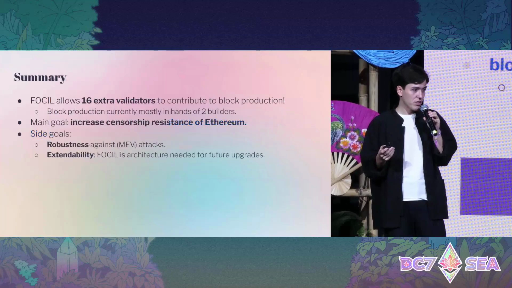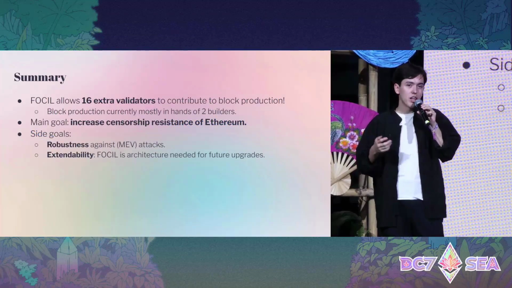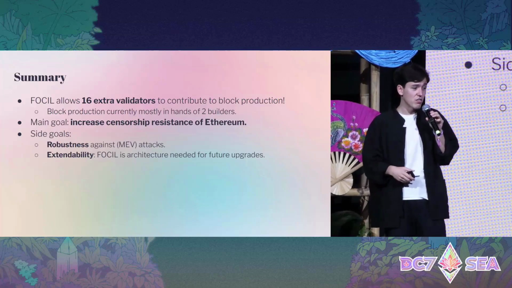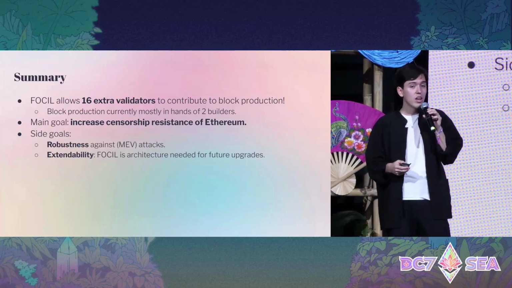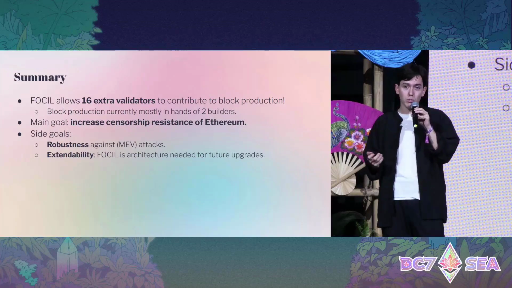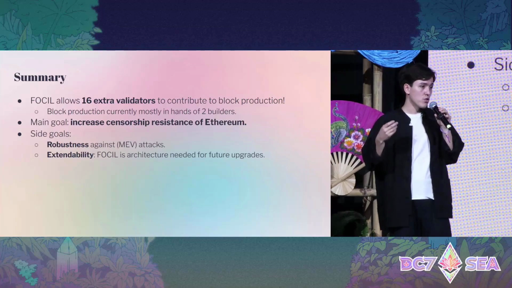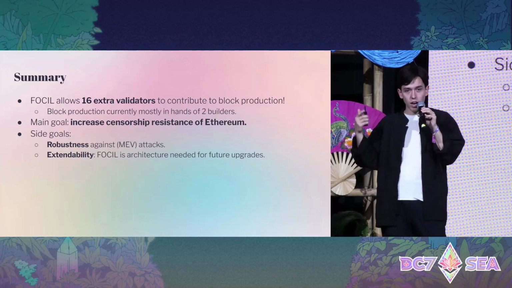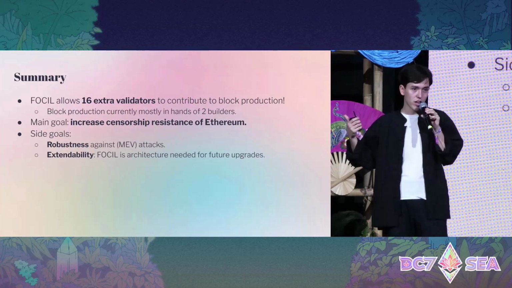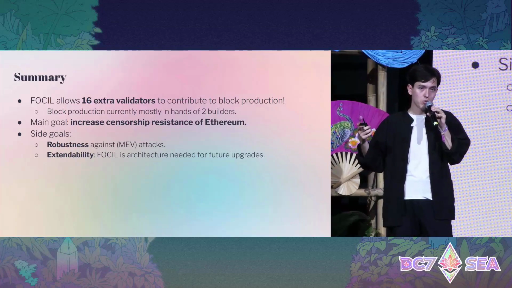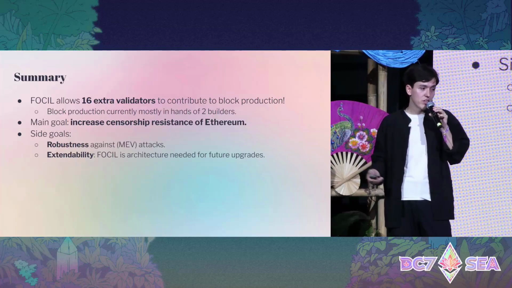So to summarize, FOCIL allows 16 validators to contribute to block construction, which is currently very centralized and mostly in the hands of 2 builders. The main goal is to increase the censorship resistance of Ethereum right now. And the side goals are to provide robustness against consensus layer and execution layer attacks. Consensus layer attacks, again, being the equivocation split view. Execution layer attacks being crowded out by MEV types of markets.